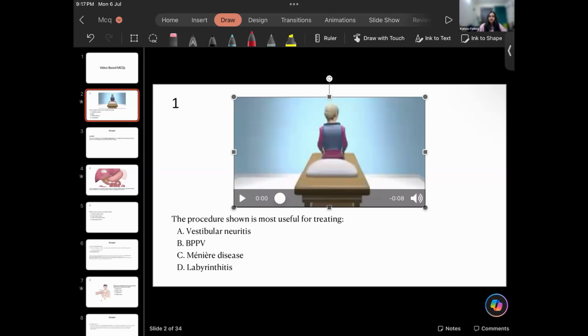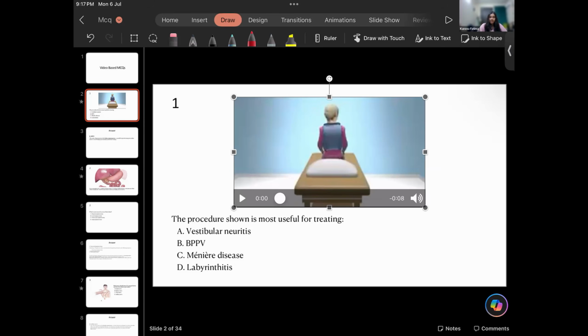So basically, this is a maneuver wherein the head is turned towards the one side, and the question is asking which procedure shown is most useful for treating. So we have vestibular neuritis, we have BPPV, we have Meniere's disease, we have labyrinthitis. So in vestibular neuritis, did we actually study any maneuver? No. Vestibular neuritis is the inflammatory condition wherein there is an inflammation of the vestibular nerve, and it is treated basically by the vestibular rehabilitation and not by any other maneuver.